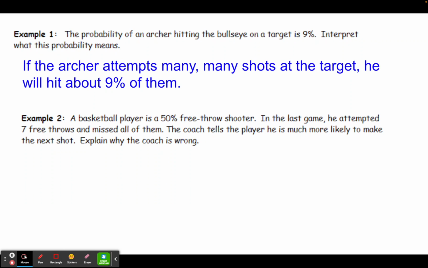Example number 2, a basketball player is a 50% free throw shooter. In the last game, he attempted 7 free throws and he missed all of them. The coach tells the player that he is much more likely to make the next shot. We want to explain why the coach is wrong.